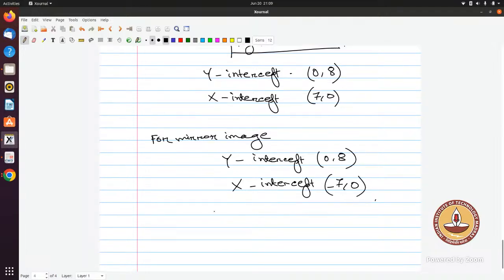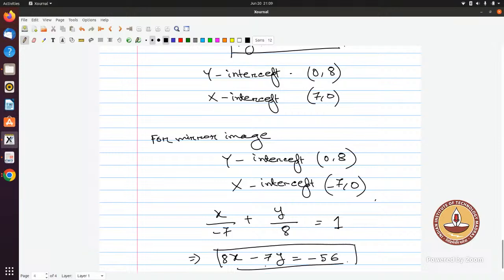Because we know the x and y intercepts, x by a plus y by b equal to 1. This will be the equation, right? Now what is x by a? This is minus 7, and this is 8, the x-intercept and y-intercept. That's what I have written. So if I calculate it, 8x minus 7y equal to minus 56. So this is the equation. So basically 7y minus 8x equal to 56. This is the equation.